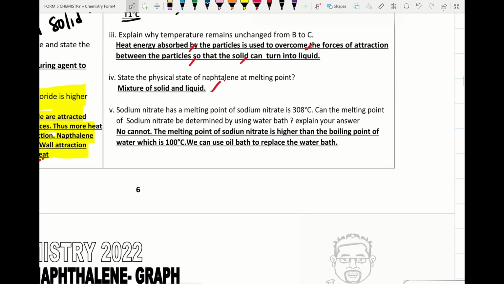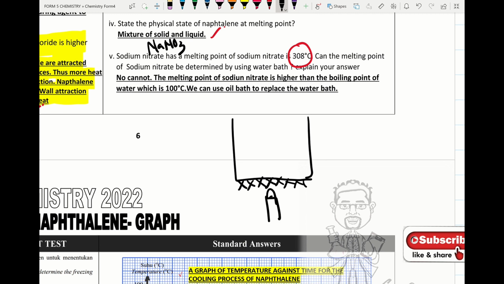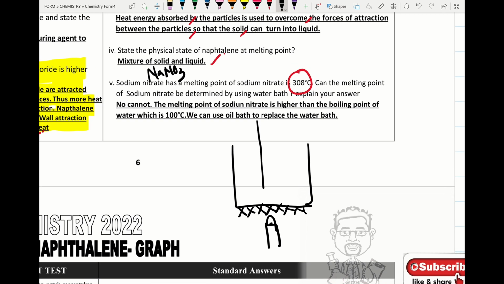All right, so let's say the sodium nitrate has a melting point of 300 degrees Celsius. The formula of sodium nitrate will be NaNO3. So its melting point is 300 degrees Celsius. When we heat it, what bath must we use? Please remember we cannot use a water bath, because the boiling point of water is 100 degrees Celsius, which is less than the melting point of sodium nitrate.